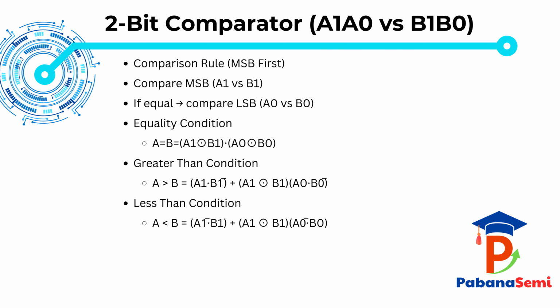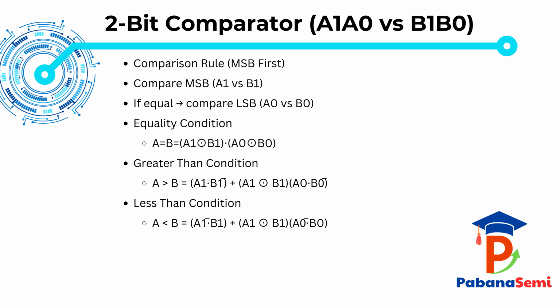Now let's translate that into logic. For equality, both bit positions must match. So A equals B is A1 XNOR B1 and A0 XNOR B0. For A greater than B, there are two possibilities. Either A1 is greater than B1 directly, or the MSBs are equal and A0 is greater than B0. Similarly, A less than B happens when A1 is less than B1, or the MSBs are equal and A0 is less than B0. So notice the structure.